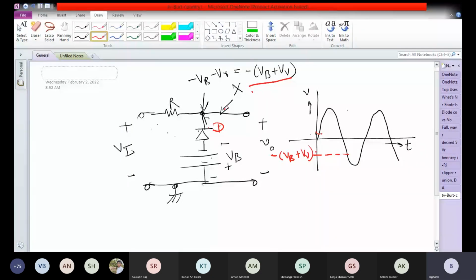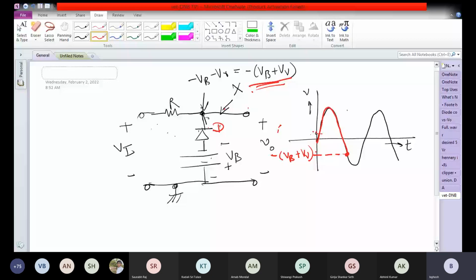When the voltage at point X is above minus Vb minus V gamma, then the diode D is going to be off. And if the diode D is off, the same old reasoning applies: V0 becomes equal to Vi, and the drop through R is 0. Therefore, this is the region where the output voltage is going to follow the input, up till this point.